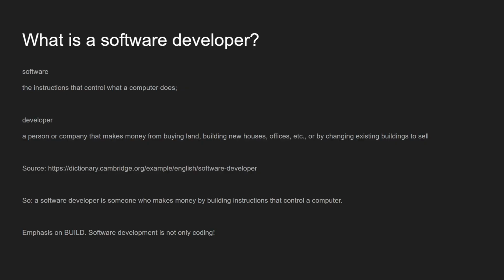Emphasis on build. Software development is not only coding. If you have seen a movie about hackers typing very fast on a keyboard, yes, typing fast is part of the thing, even though it's not that important. It's more important to type the correct things. This is not the core of software development. Software development is about building those instructions that give orders to a computer.